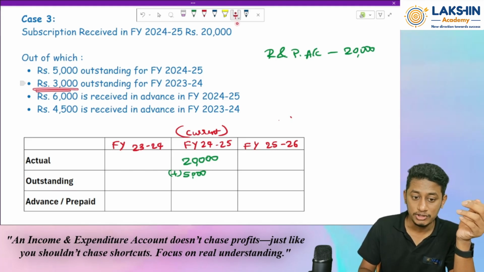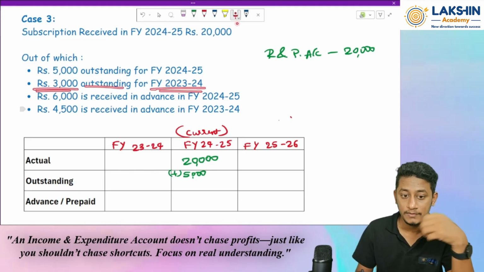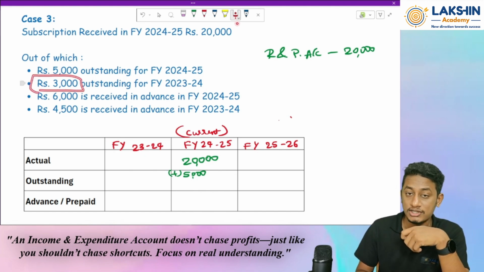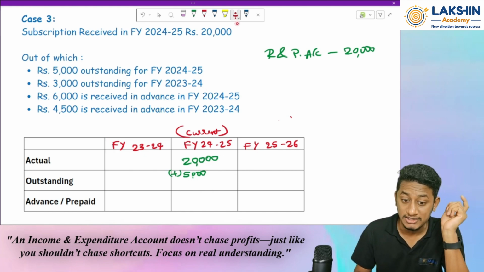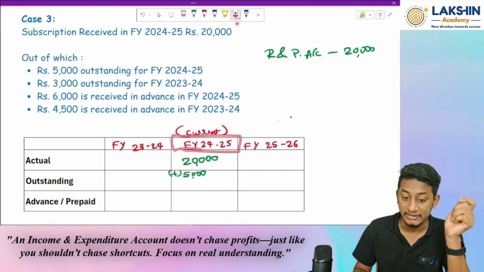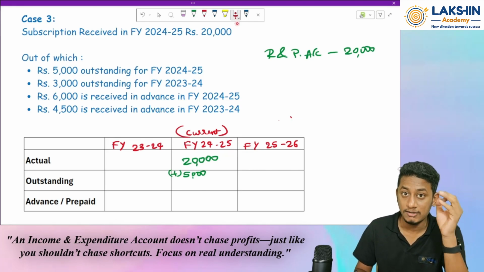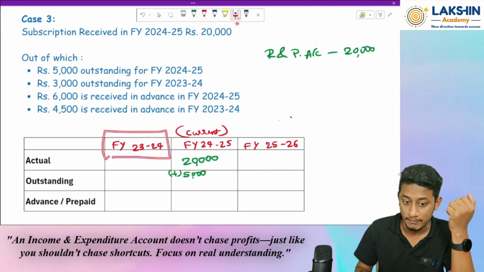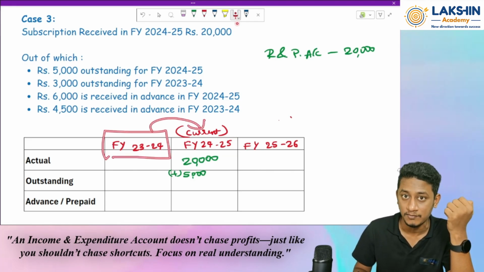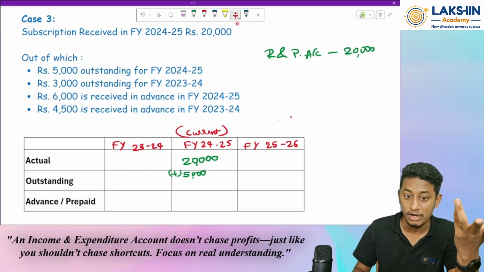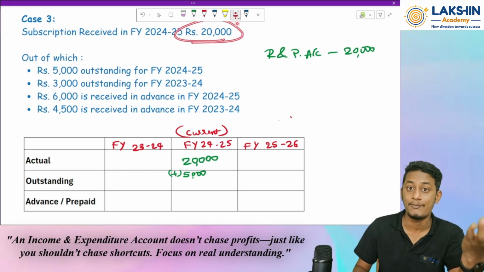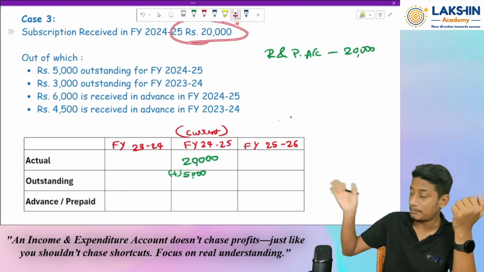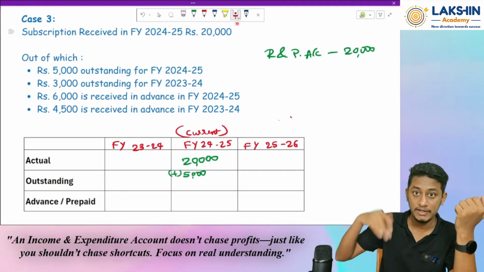Rupees 3,000 outstanding for FY 23-24. So for the previous financial year, rupees 3,000 was outstanding. When will this amount be received? It will be received in financial year 24-25, because he has not paid the amount earlier, but he has paid the amount in the next financial year. So where will this amount be included? Already in the rupees 20,000, this amount is included. Clear? Because this is the amount I have received from the previous financial year.